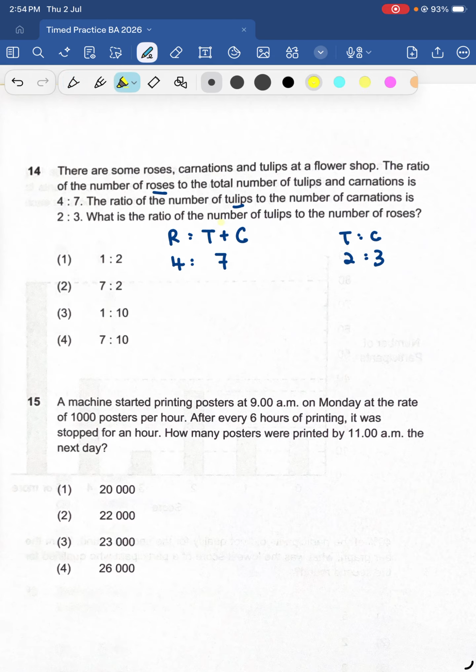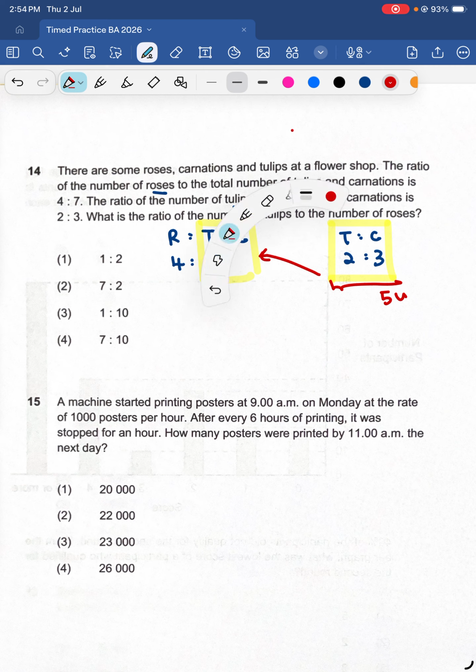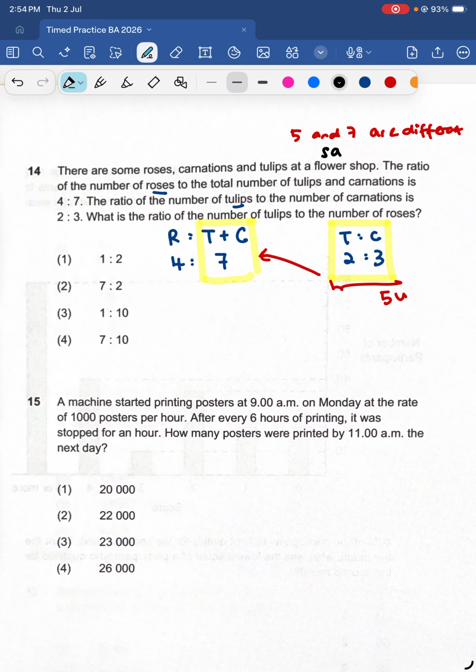Now, many of you actually could solve this, but you were stuck at a portion here. You were predicting that 2 and 3, you will get 5 units. However, on the left side here, there are 7. 5 and 7 are different. So we have learned how to make them the same.